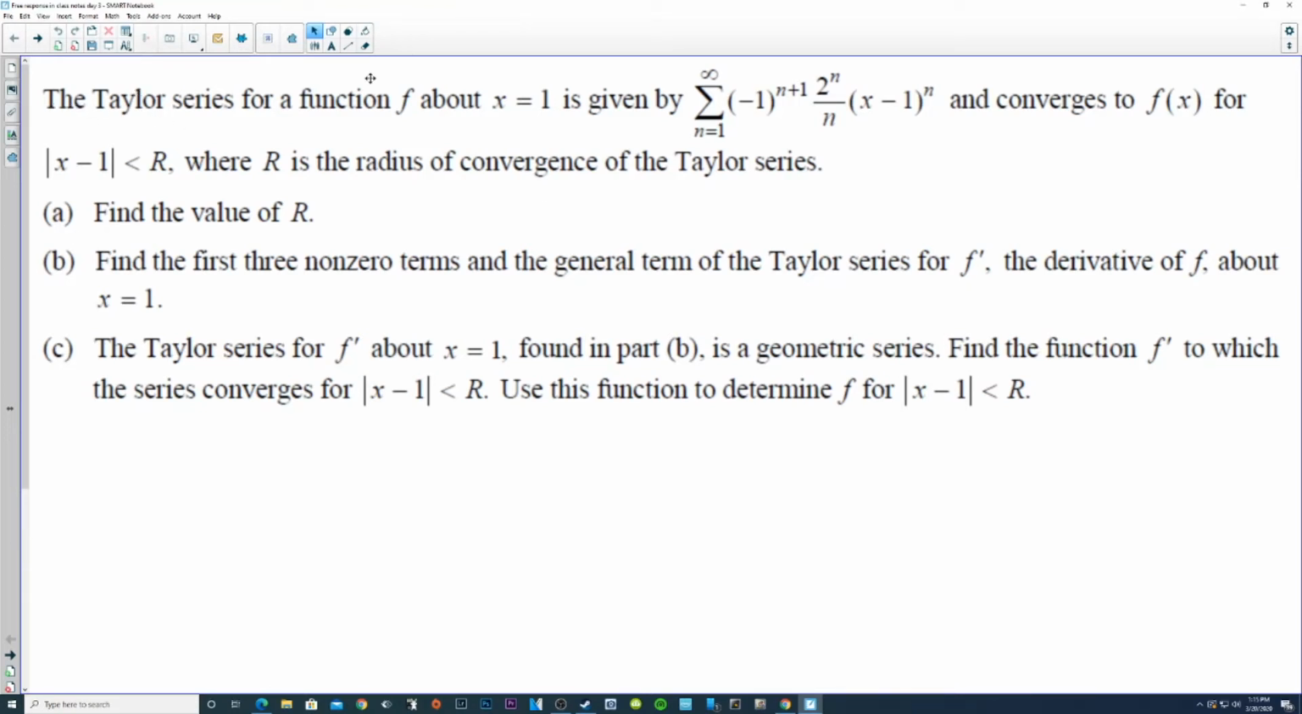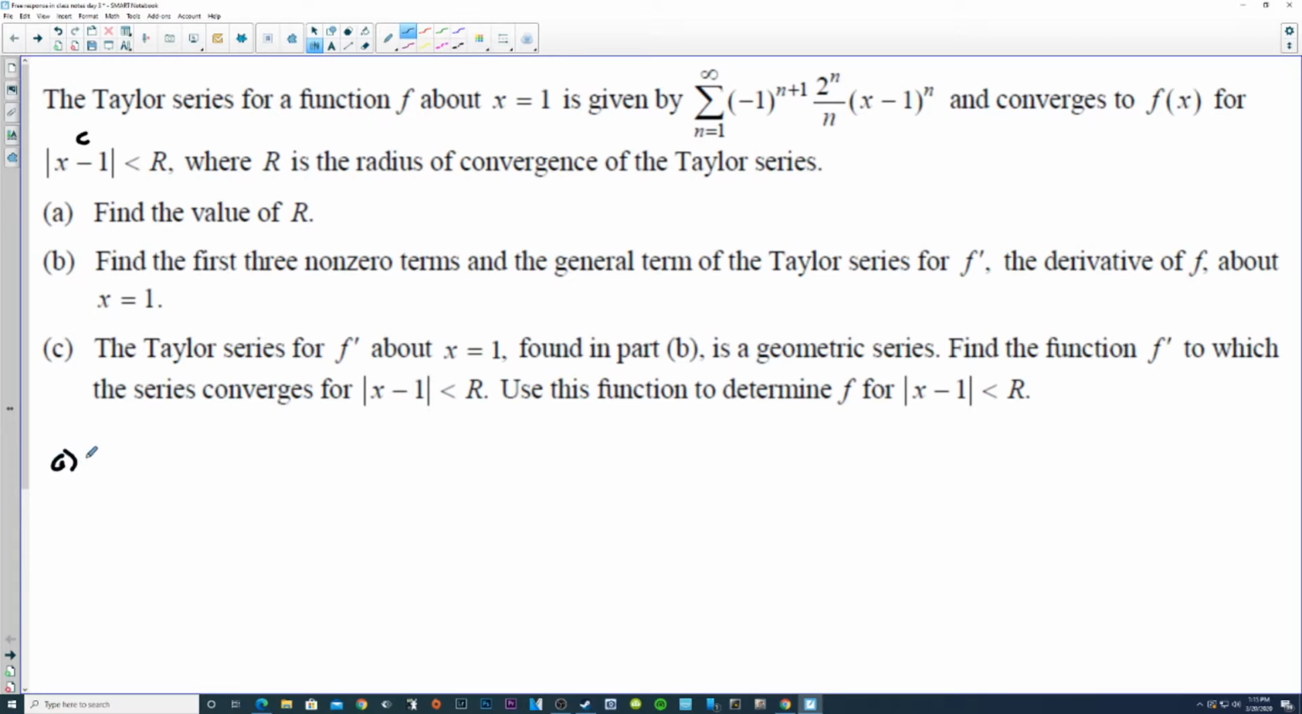The Taylor series for a function f about x equals 1 is given by this right here and converges to f of x for this means right here. This means that we are centered at 1. So centered at 1 is less than r, where r is the radius of convergence of the Taylor series. Find the value of r.